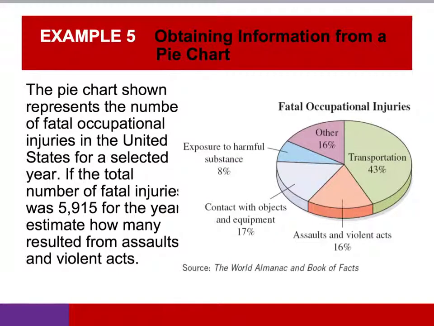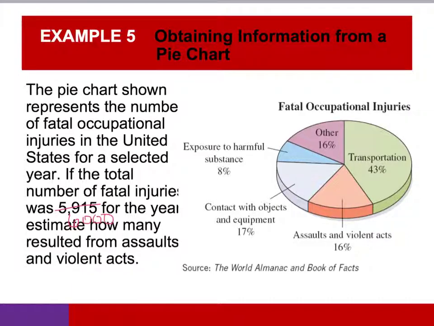All right. This pie chart represents the number of fatal occupational injuries in the United States for a selected year. If the total number of fatal injuries was 5,915 for the year, estimate how many resulted from assaults and violent acts. So, if we're trying to estimate, we've got that number of total. So this whole circle is that number. Well, that number is a little difficult to use. So instead of calling this 5,915, let's make that an even 6,000. So I'm going to go ahead and change that. We're going to call that 6,000.